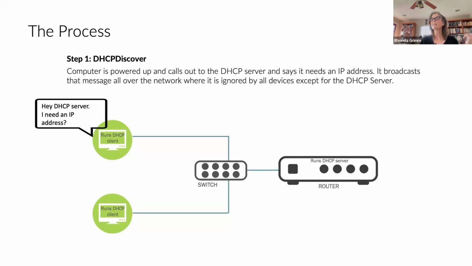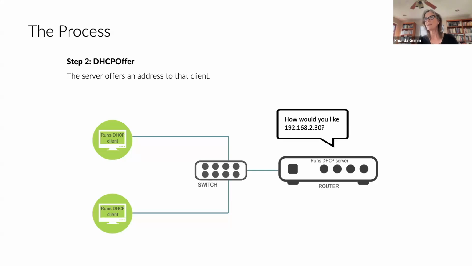Let's just say that's her laptop. The laptop, over the DHCP client, broadcasts to anyone who will listen on the network, hey, if you're the DHCP server, I need an IP address. And the DHCP server responds, well, I happen to have 192.168.2.30.